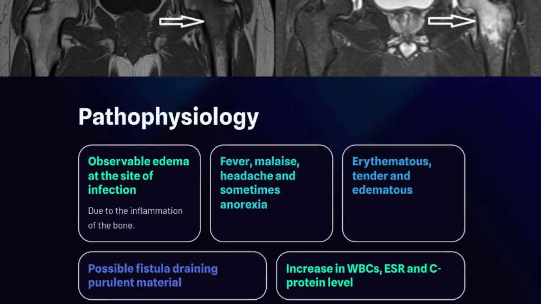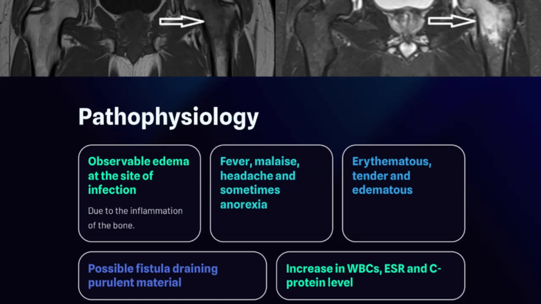Let us embark on a journey into the fascinating pathophysiology of osteomyelitis, unraveling the intricate cascade of events that characterize this inflammatory bone condition. At the forefront of osteomyelitis pathogenesis lies observable edema at the site of infection, a visible manifestation of the underlying bone inflammation. This edematous response reflects the body's attempt to contain and combat the invading pathogens within the bone microenvironment.